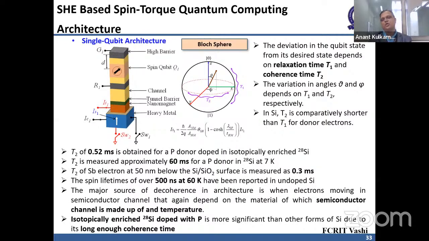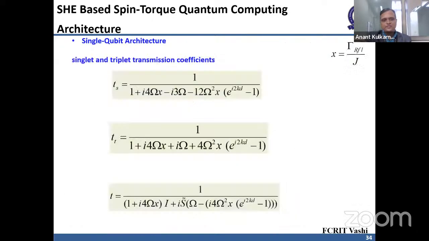As I said, there are two times, one is the relaxation time and the other is the coherence time. Both are shown on the Bloch sphere, right? The coherence time is 0.52 milliseconds for the phosphorus donor. I will not go into these details. There is an isotopically enriched material. So this was our first task, to model this single qubit through these matrices, singlet and triplet. These are the electron energy states. These electron energy states are modeled as a singlet state and a triplet state, right? And with the help of that, we have obtained a generalized matrix T.